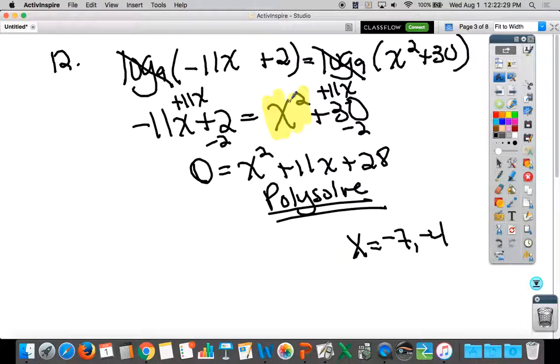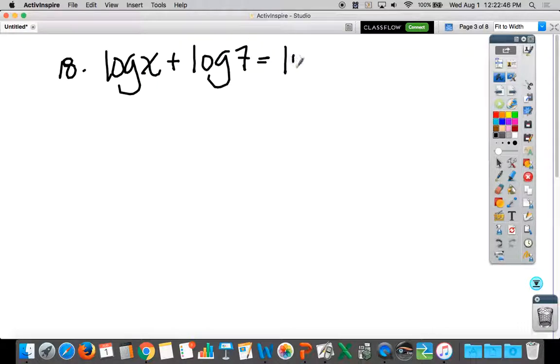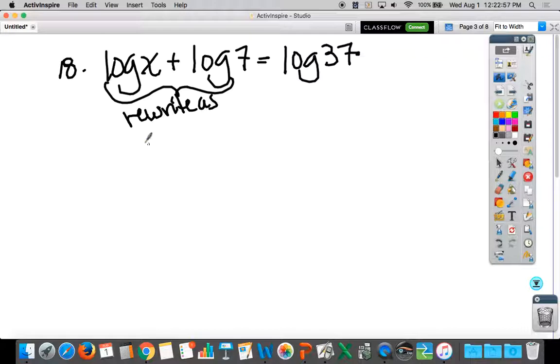Okay, let's turn to the back page. We had number 18 first. Now, what's the difference in 18 and some of the ones on the first page? There's 2 logs. And I don't want to have 2 logs. I don't want to have 3. I don't want to have 4. I want to rewrite this. These were your instructions day 1. Rewrite as a single log.